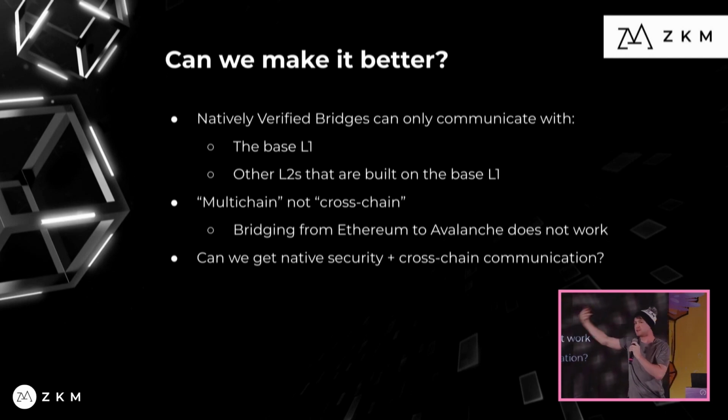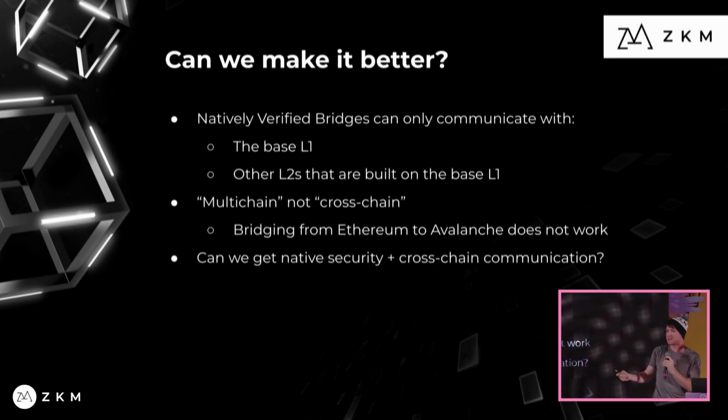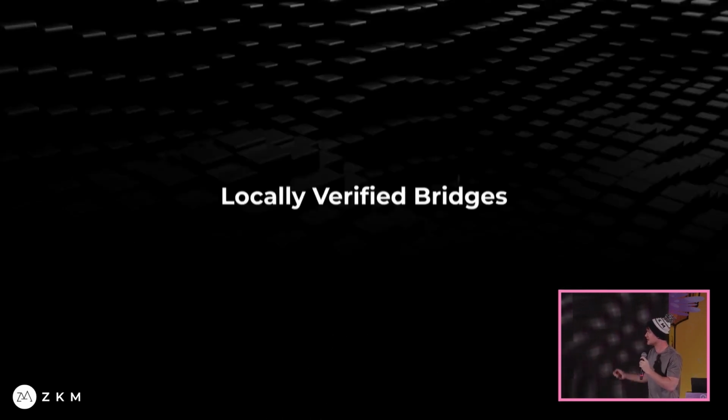So this is what we mean by multi-chain. That example of connecting Avalanche to Ethereum, that's cross-chain. That example when connecting Optimism to Metis, that is multi-chain. So I'm inheriting the security of the L1 to process the bridge transaction. Now, the question is, this is like the billion-dollar question, jillion-dollar even. Can we get native security and cross-chain communication? And this is where we have locally verified bridges.